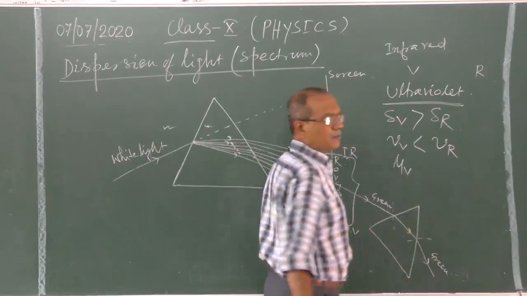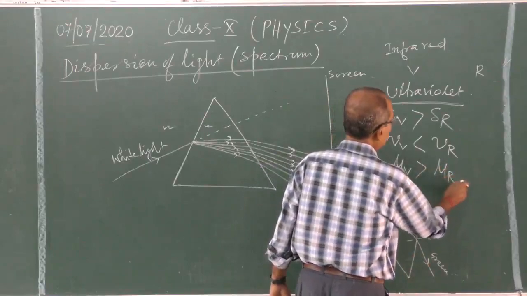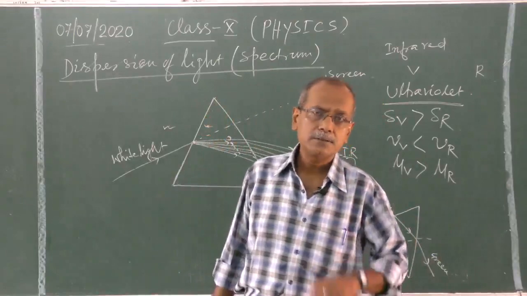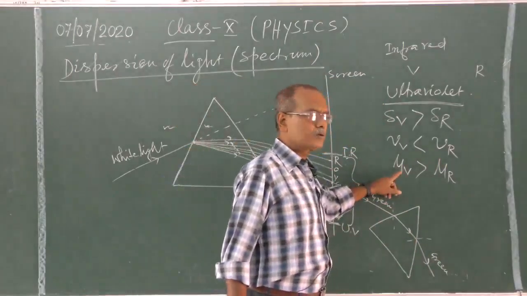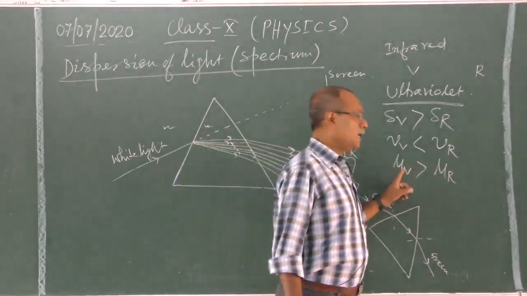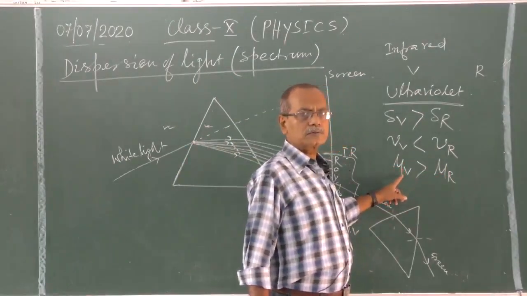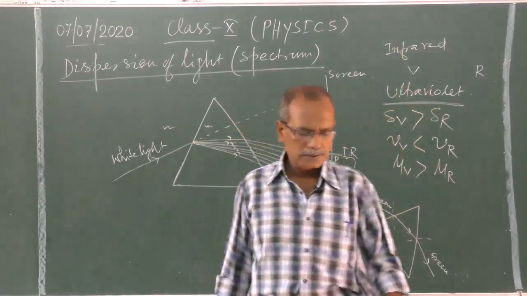Refractive index of violet is more than refractive index for red. As we know, more refractive index, more deviation. The refractive index of violet is more, so it will deviate more than red. So these are the conditions.